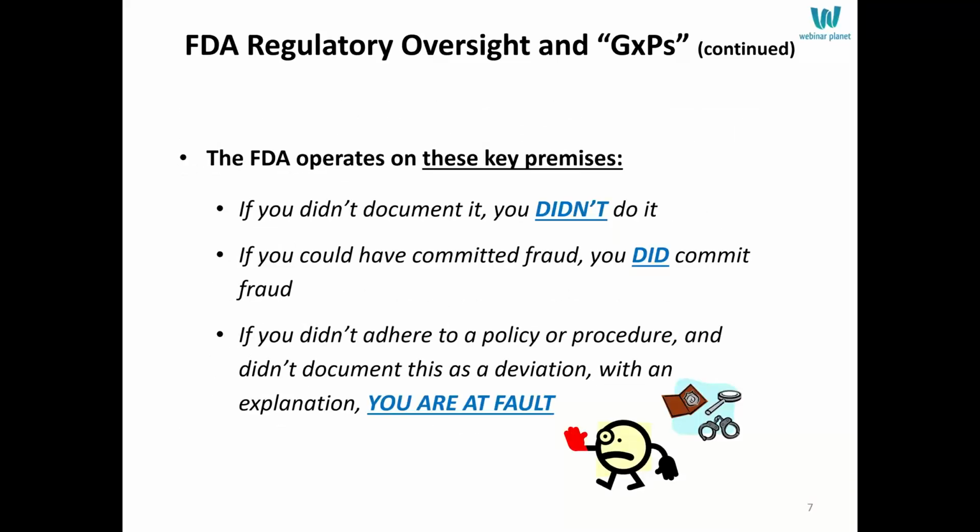And the FDA operates on key premises. If you didn't document something, you didn't do it. You must have documented evidence. And if you could have committed fraud, even if there's an opportunity to commit fraud, they will assume you did commit fraud. So if you have a database record and no audit trail on it to show all the changes that are made, you're going to obscure original data. You're going to not have a complete history of what happened to that piece of data or document throughout its life cycle. And so the FDA will assume that with the opportunity to commit fraud, you did commit fraud. You don't have any way around that.